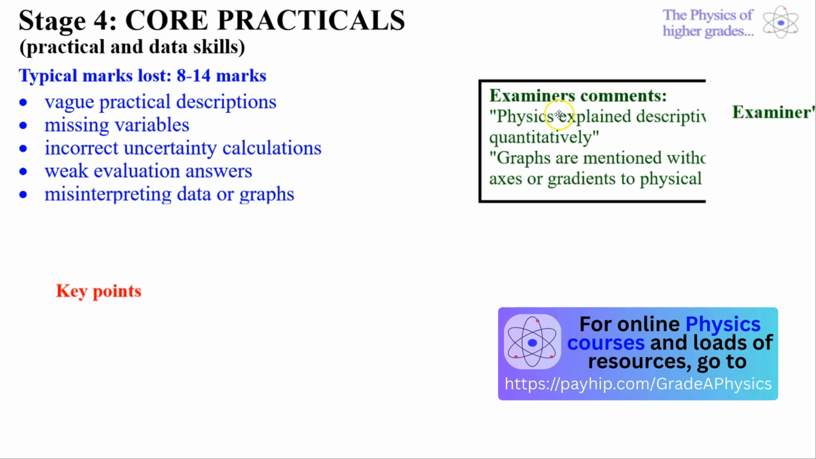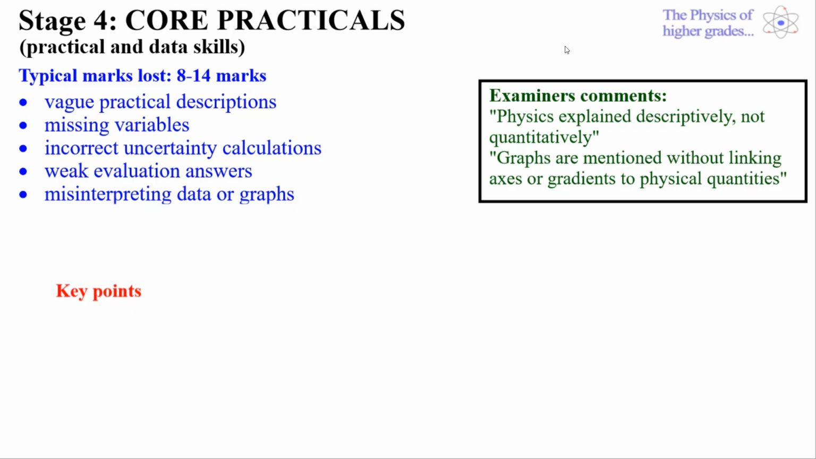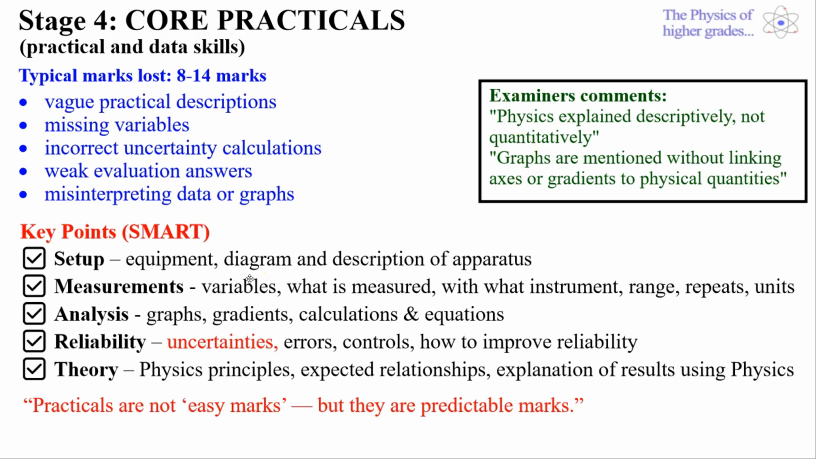So examiners' comments on this. Very often examiners will say that there is some description, but there's not enough detail or quantities. So it's a bit too vague. And very often students will say, plot the data, without talking about, well, what do you plot and what does the gradient represent? So a lot of this is to do with detail. So I've come up with an acronym, which is SMART. We like SMART targets.